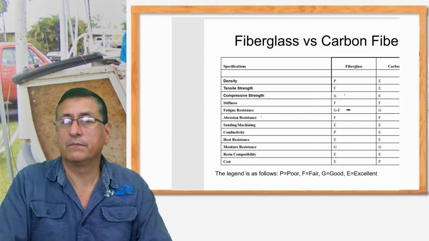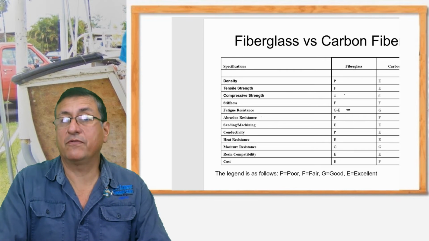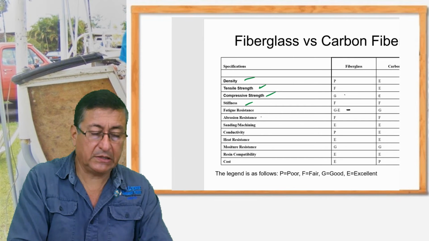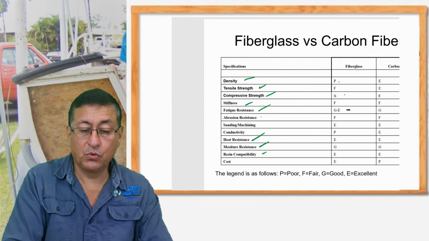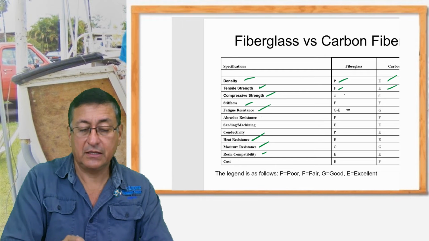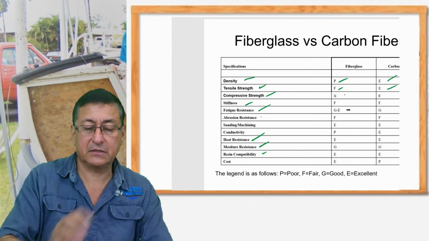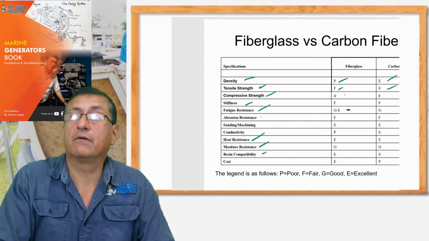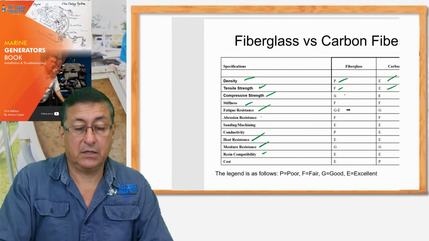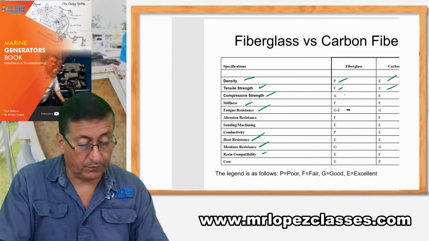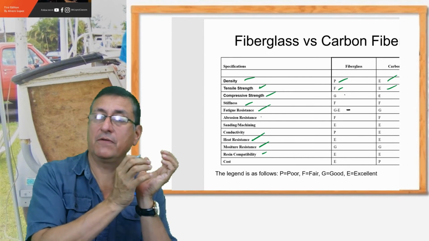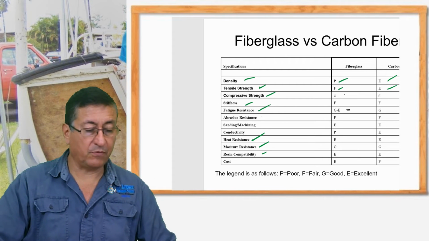And this is a wonderful table with the comparison between fiberglass and carbon fiber. We analyze the density, the tensile strength, the compression, the surface, the fatigue, resistance to high temperature, resistance to moisture, and we have poor or excellent depending on the material. I recommend you analyze this table. This table is part of our book of composite materials. You can buy the book on our webpage at www.mrlopezclasses.com.